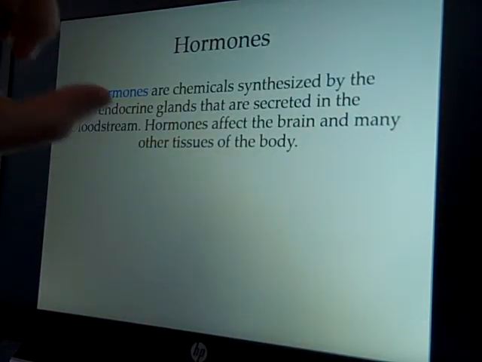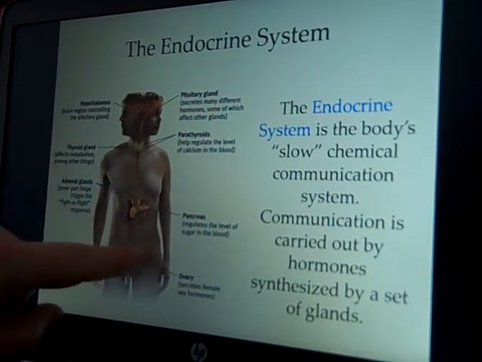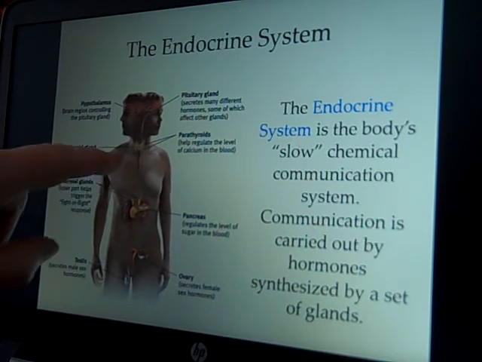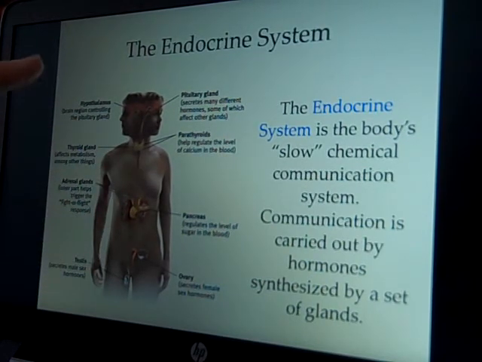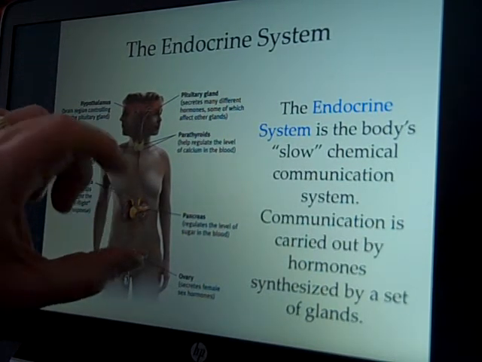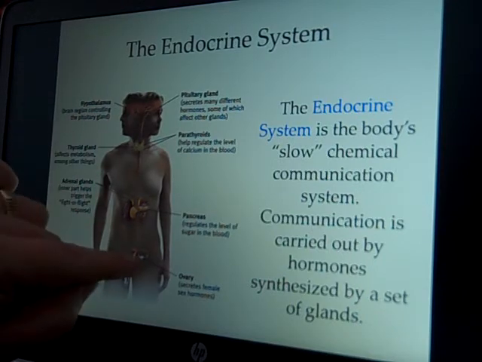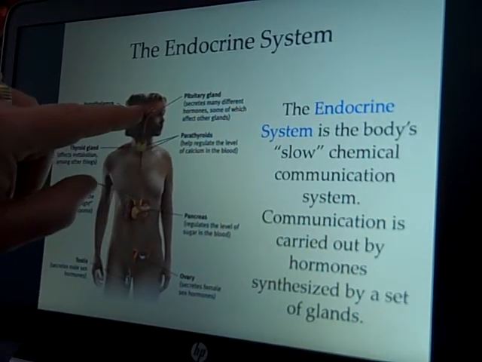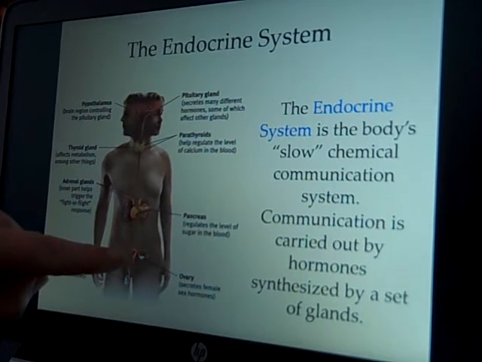Hormones are chemicals that are literally ejected into the body, into the bloodstream, typically by these organs, and then they have an effect elsewhere. So the ovary may release chemicals into the bloodstream, which may have an effect on the brain, or may have an effect on the uterus nearby.